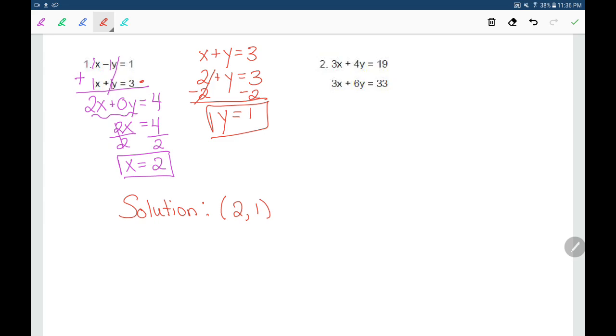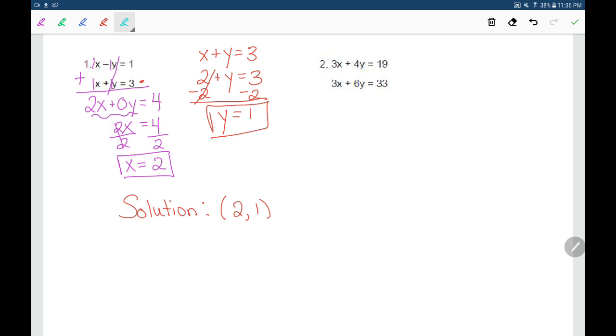Now, number 2, this one here is a little bit different. We've got a few more numbers, coefficients, going on in front of our x's and our y's, but it's not too bad when we're looking at this. So we've got 3x plus 4y equals 19 as our top equation. 3x plus 6y equals 33 is our second equation.